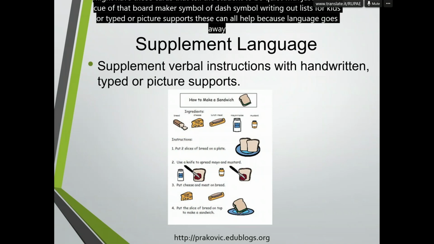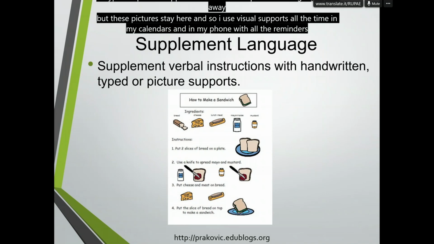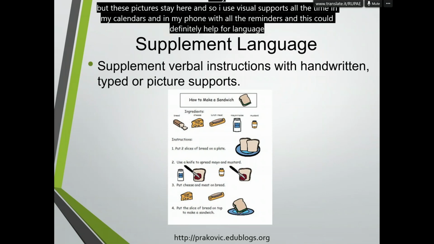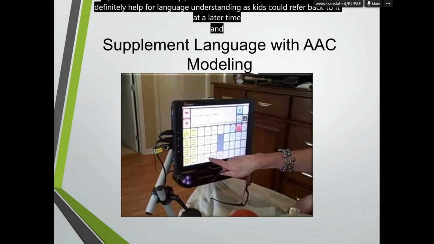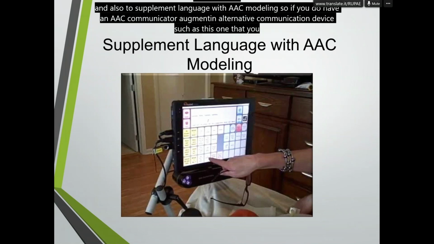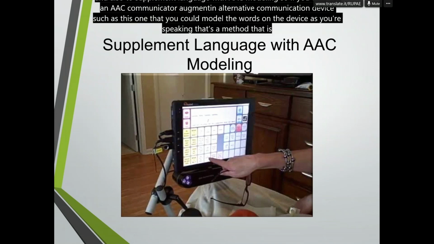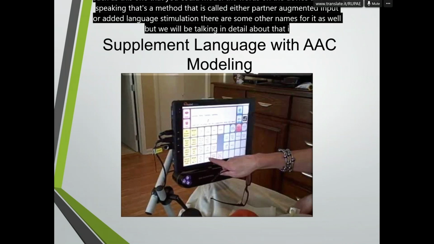I use visual supports all the time in my calendars and in my phone with all the reminders. This could definitely help for language understanding, as kids could refer back to it at a later time. And also, supplement language with AAC modeling. If you do have an AAC communicator, an augmentative and alternative communication device such as this one, you could model the words on the device as you're speaking. That's a method that is called either partner augmented input or aided language stimulation. There are some other names for it as well, but we will be talking in detail about that, I believe, in the 5th webinar.